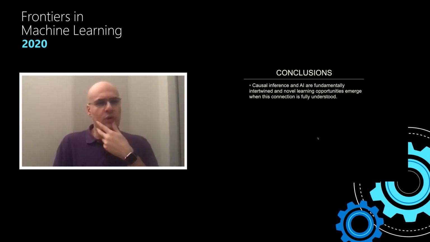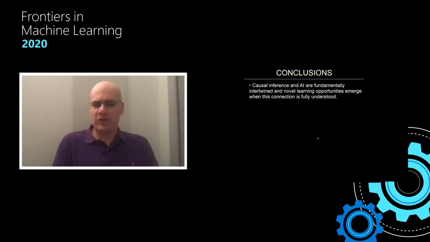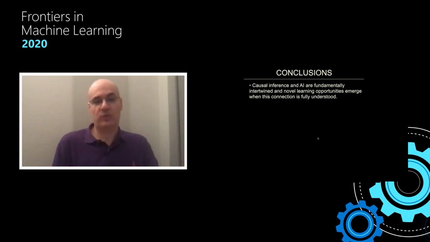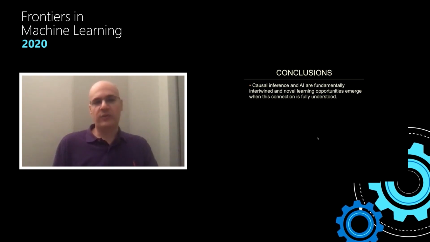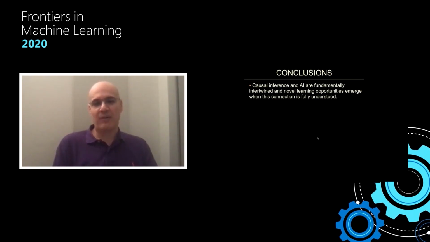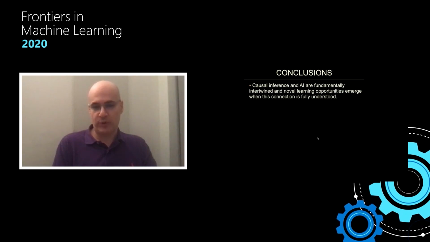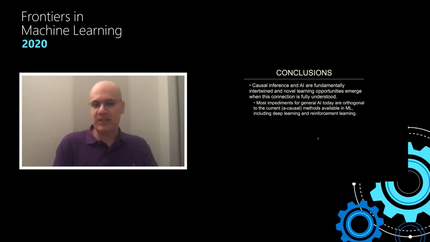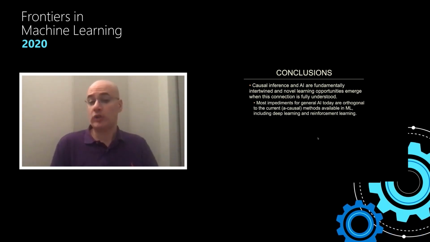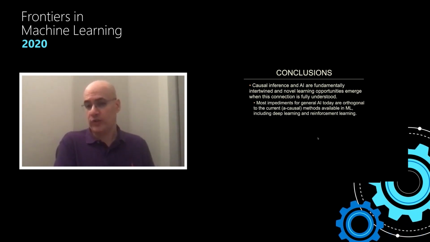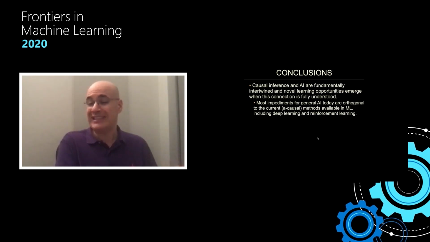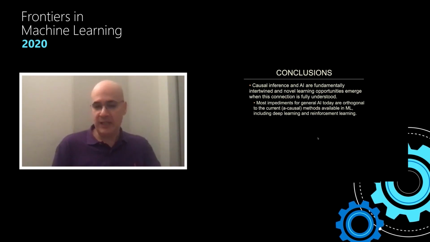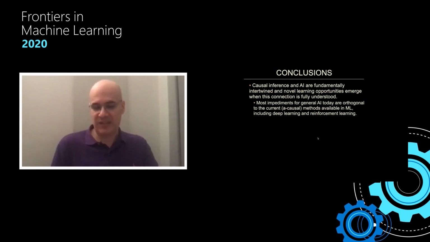Now, I would like to conclude, and apologies for the short time. It's a very, very short talk, but thanks for the opportunity. Let me conclude. Causal inference and AI are fundamentally intertwined, and novel learning opportunities emerge when this connection is fully understood. Most of the impediments for general AI today are orthogonal to the current acausal methods available in ML. We're not even touching the impediments for general AI, including with the huge advances that we have in deep learning and reinforcement learning.